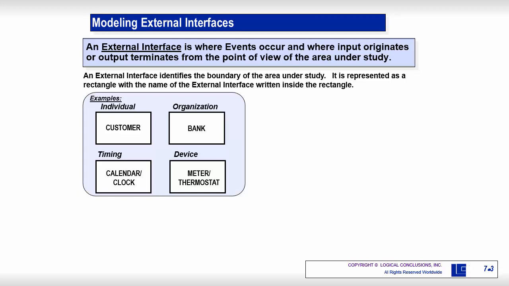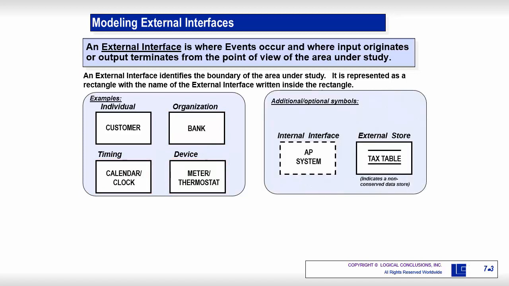As shown on this slide, an external interface can be an individual, such as a customer. It can be an organization, such as a bank. It can represent a calendar or clock. It can also be a device, such as a meter or thermostat. I've shown a couple of additional symbols I use on the right side of this slide.